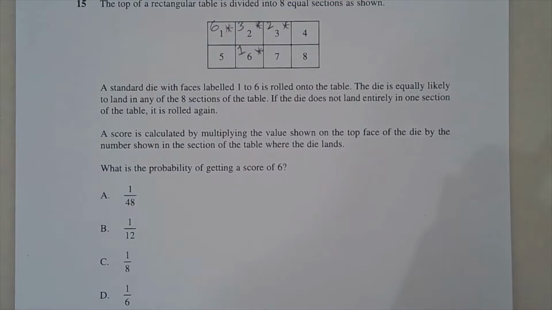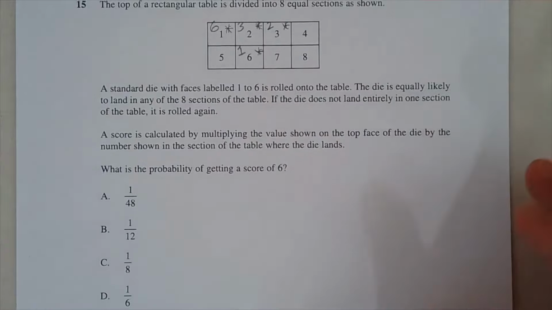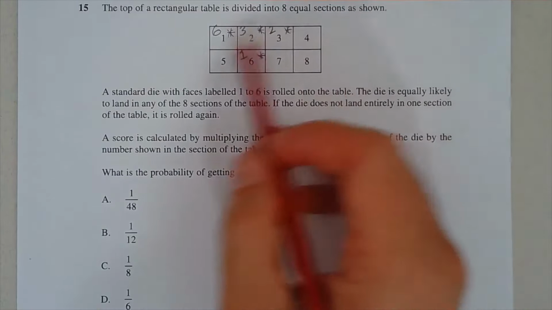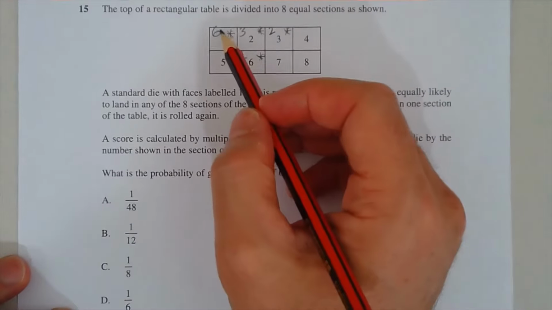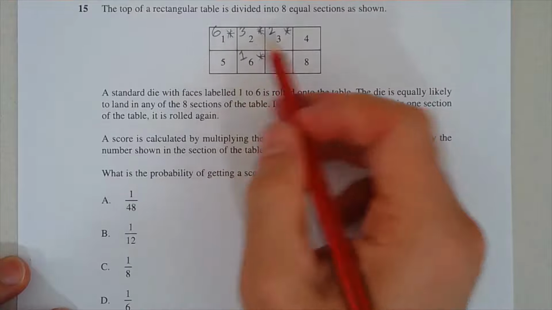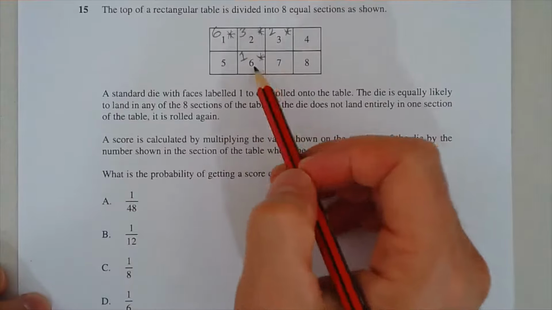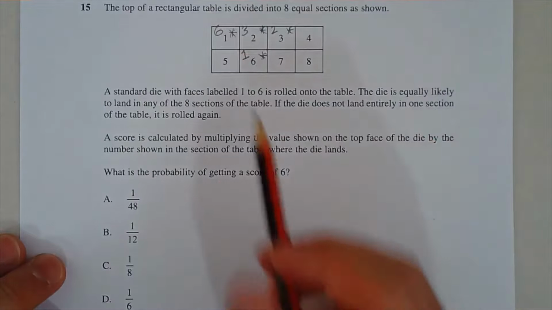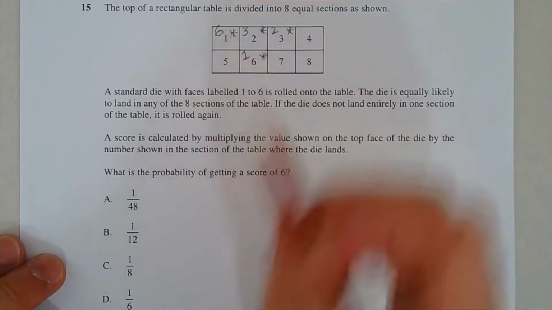So what's the probability in total? Now, the die is a fair die, so you have an equal chance of rolling a 1, 2, 3, 4, 5 or a 6 on the die, and you've got an equal chance of also landing in one of these 8 squares. So there's 4 probabilities here, so it's like a multi-stage or a 2-stage event here. There's 4 different outcomes that we're looking at.